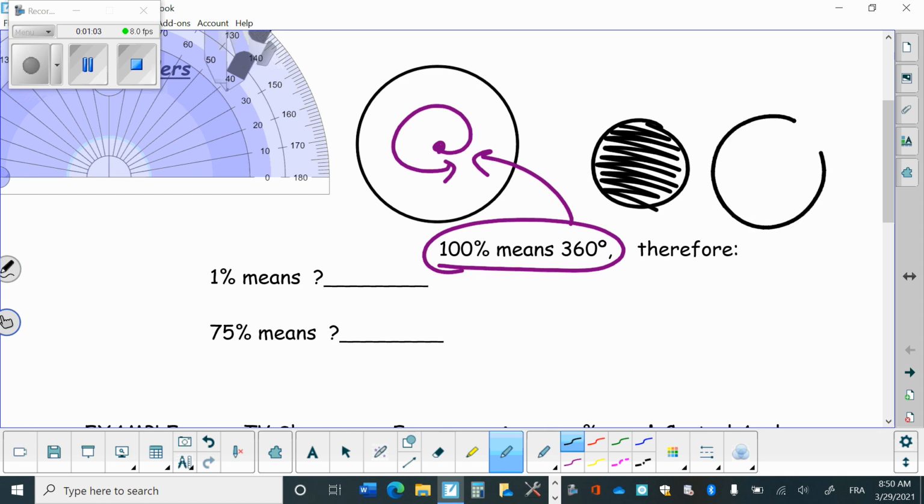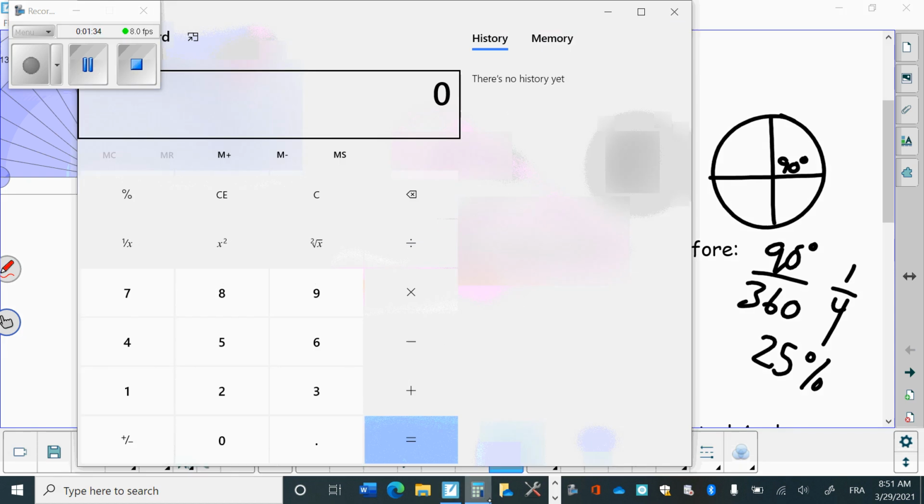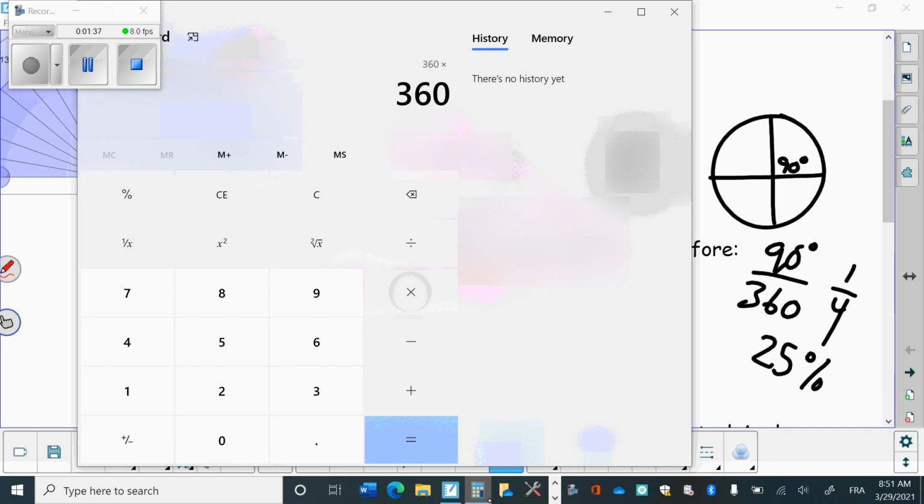If we keep it super easy, we cut it into sections. This represents 90 degrees, but 90 degrees out of 360, if you look at the fraction of that, it's really 1/4, which is really 25% of something. Now, we don't need to draw the graph, but we can easily take the actual calculation. So 360 times 1% to know how many degrees that is. We would grab our calculator and say 360 times, I'm going to do decimal 0.01 for my percent, and that gives me 3.6 degrees.